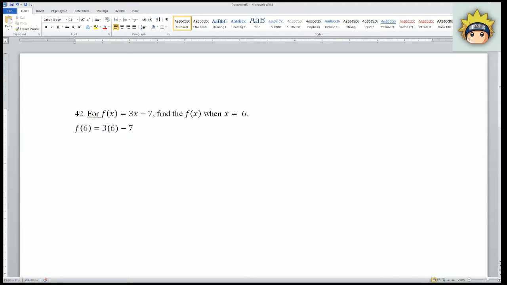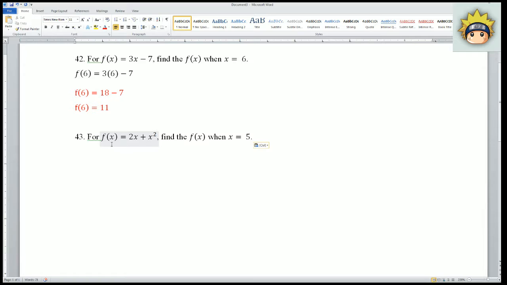Straight multiplication. You should have the value of, okay, 18. 3 times 6 is 18 minus 7. That becomes number 11. Okay? Remember, this is the process where we evaluate this value into this function. Okay? Next one, we have number 43.